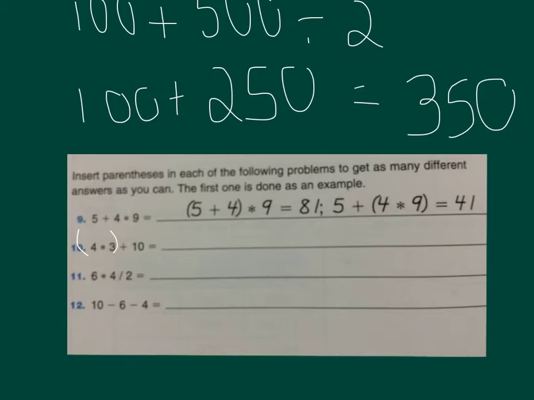try it with, oh, I can't erase that. But then when you're done with that, try it around the 3 and the 10 and see the different answers. Over here as well, the 6 and the 4, and then the 4 and the 2. Or you can start with the 6 and the 4 here, and then try with the 10 and the 6. And you'll see all the different answers that you get.